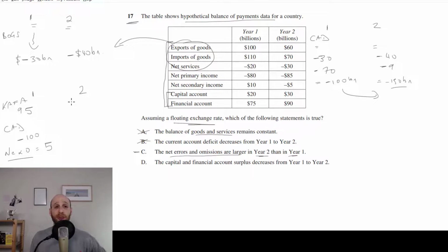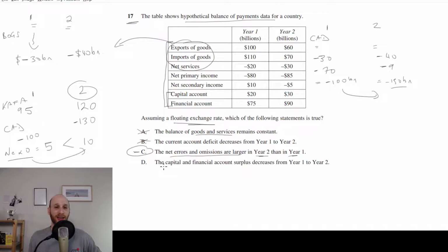Now let's do the same process for year 2. So for year 2, the CAFA is 120. And we know that the CAD is 130 minus. So we know that net errors and omissions will be 10. So we can see here that net errors and omissions in year 2 is actually greater than in year 1. So C is looking good.